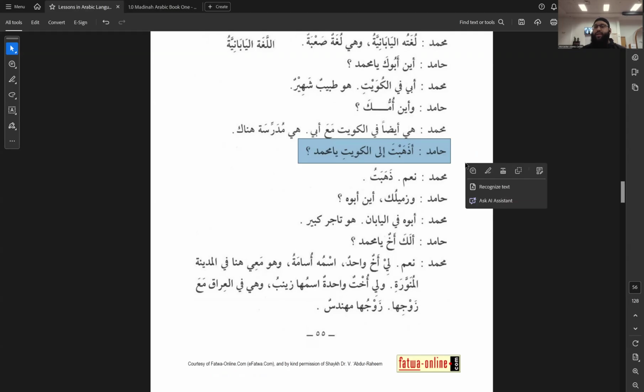ذهبت إلى الكويت يا محمد. ذهبت means what? Almost. ذهب means he went. What do you think ذهبت means? It's past tense. I'll tell you that. This is past tense because the addition to the verb comes at the end.